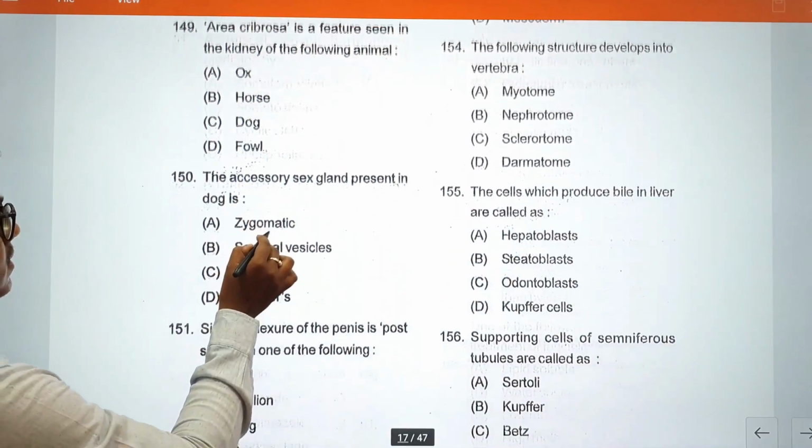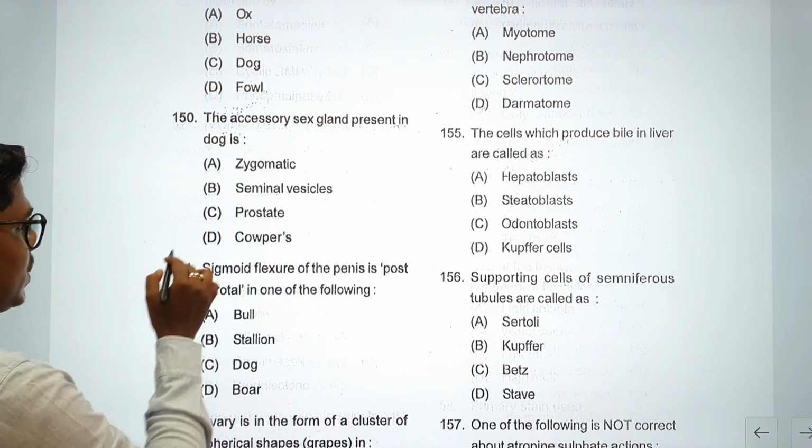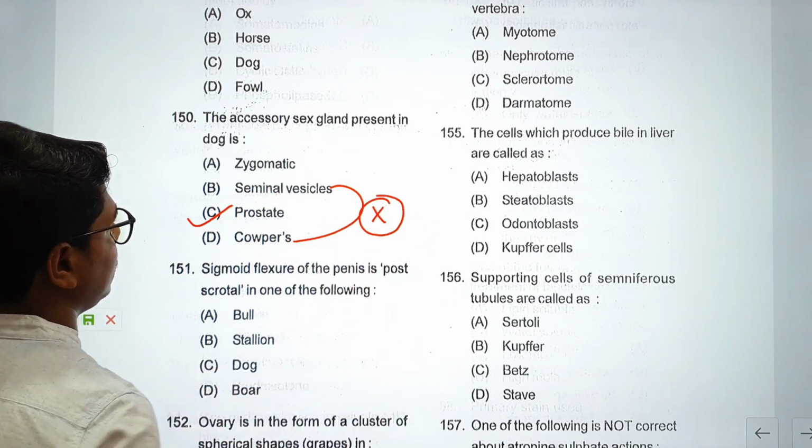The accessory sex gland present in dog is prostate. Okay, because seminal vesicle and Cowper's are absent in case of dog.